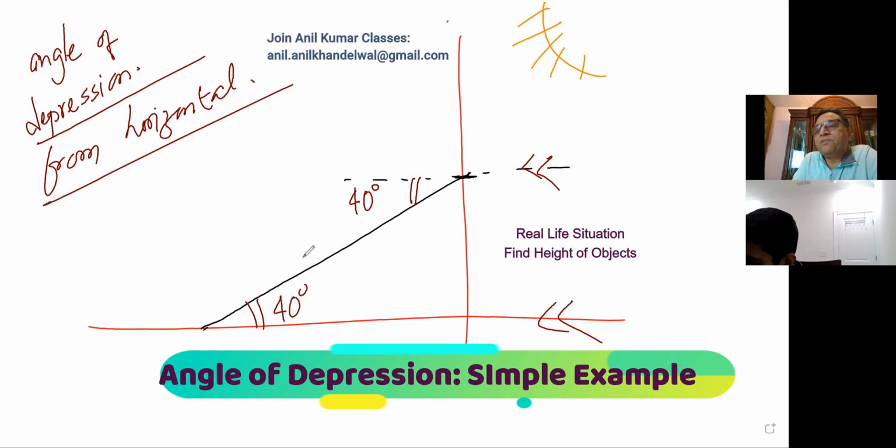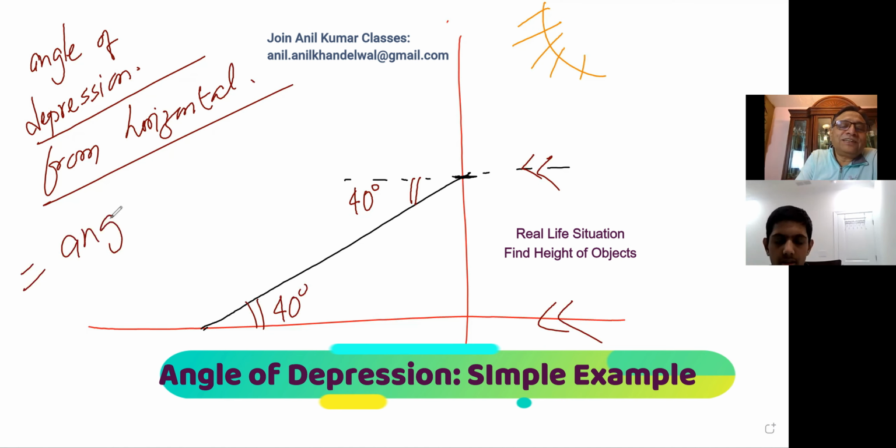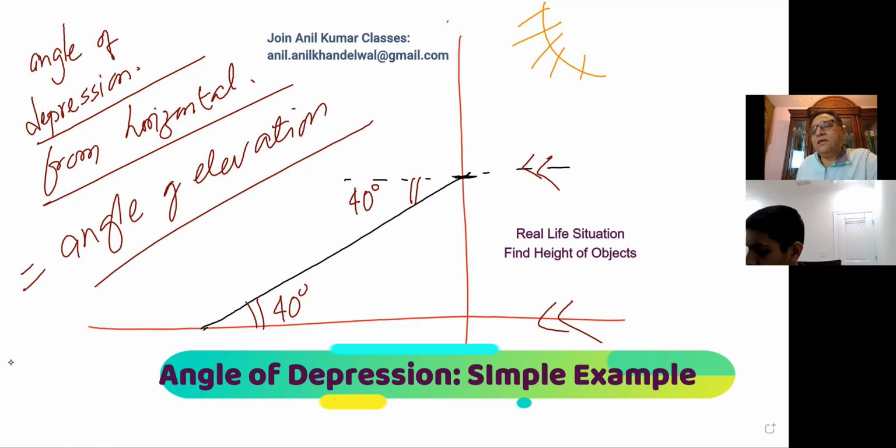So what do you see, all the time, that angle of depression is actually equal to angle of elevation. Do you see that now? We may call them by a different name only because it makes sense, right? Elevation means looking upwards, depression looking downwards, correct?